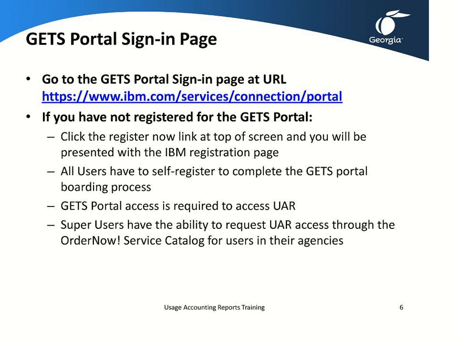So let's start with the access instructions. For those that don't know, you need to go to the GETS portal to get to Usage Accounting Reports. For the remainder of this session, for the sake of my voice, I'm going to call it UAR. And so if you've not registered to the GETS portal, there's some instructions here.